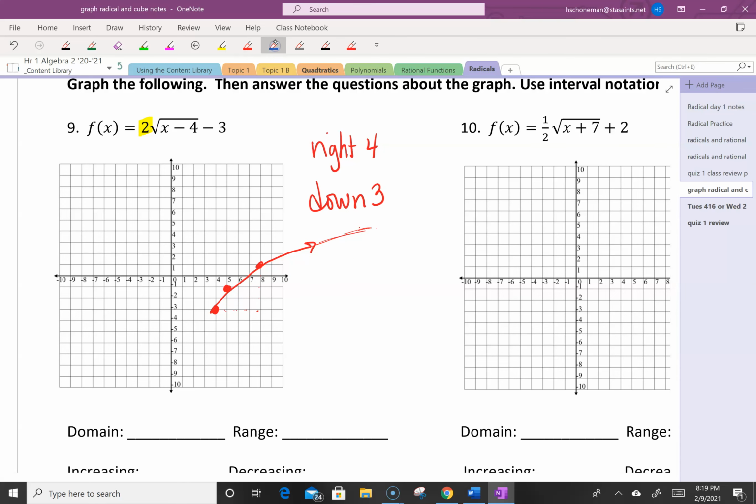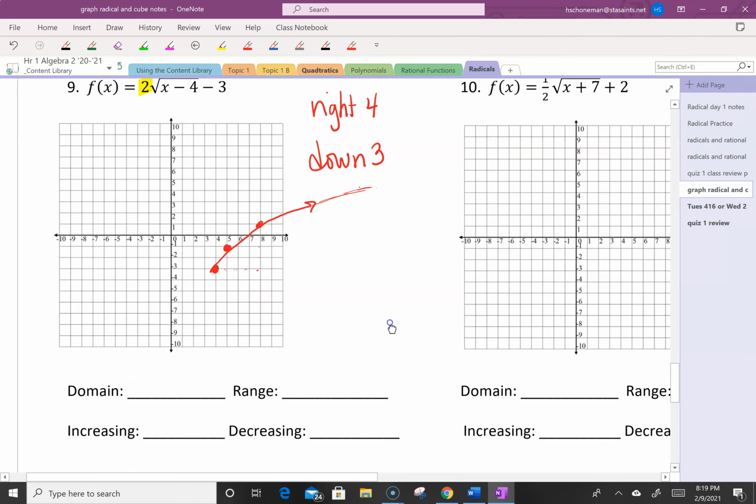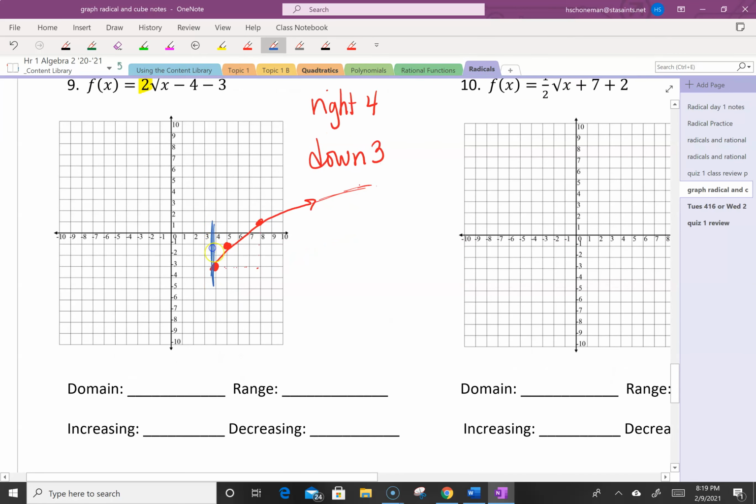Okay, the domain. The domain is your x values, so we're going to read it off of here. So the domain starts at 4, and it keeps going to the right to infinity. The range, we read it from the bottom to top, so nothing, nothing, nothing, until we get to negative 3, so it goes negative 3 to infinity. As I go from left to right, this one is going up, so it's never decreasing, and it's increasing when we read the increasing off of the x-axis. So it starts increasing at 4, and as I go to the right, it continues to increase.